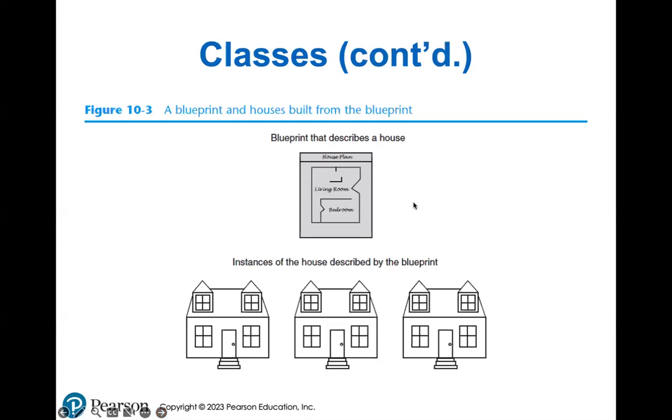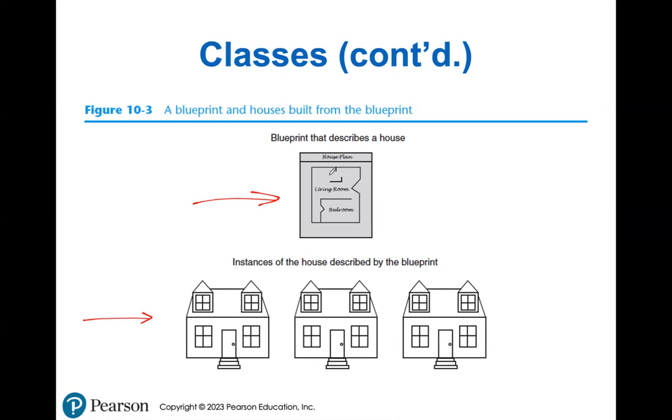Yeah, so this is an example. As I said, think of it as just a blueprint. So we have a blueprint that's going to describe a house, and think of it, this right here is going to be a class. And then these are our objects: house 1, house 2, house 3. And these can be different.